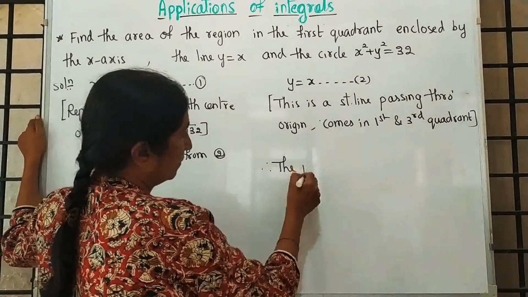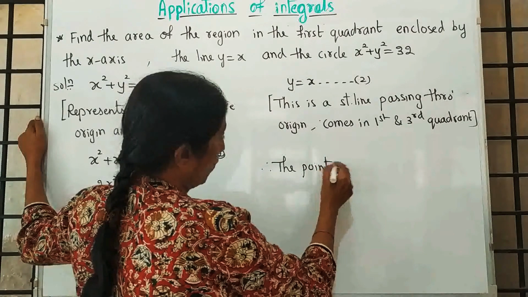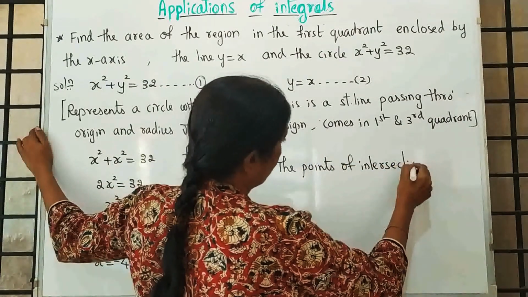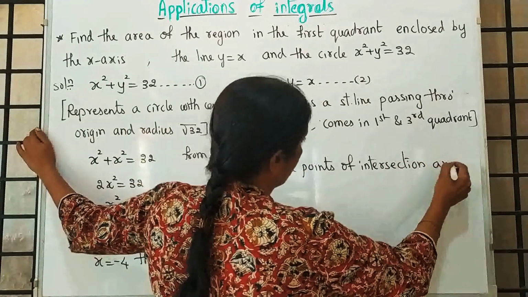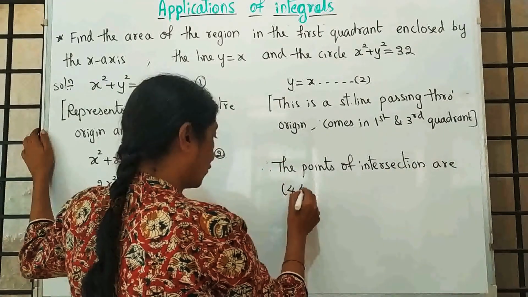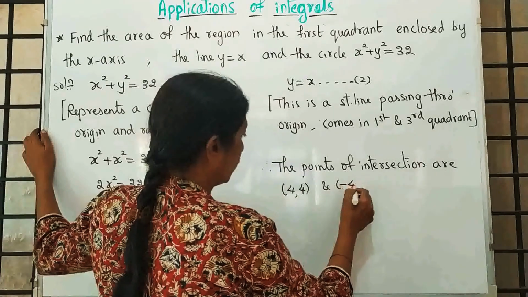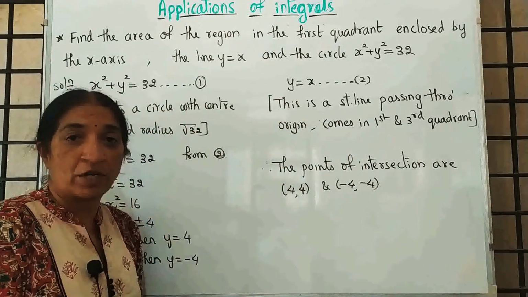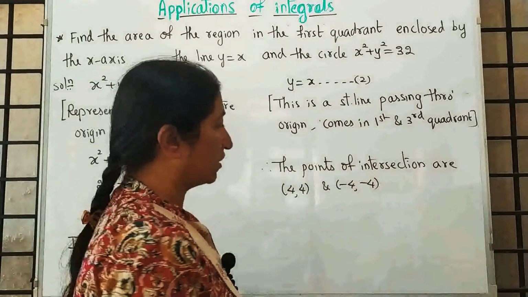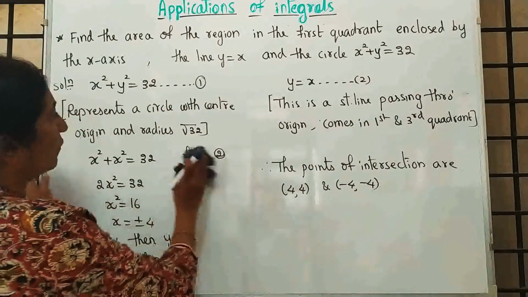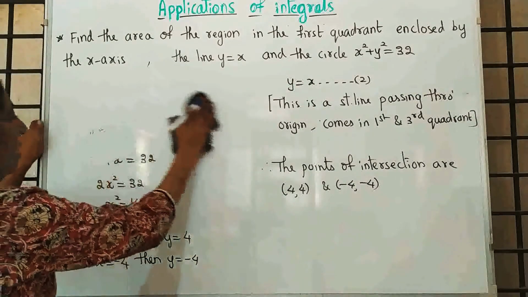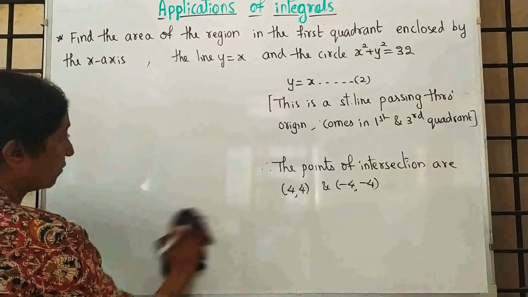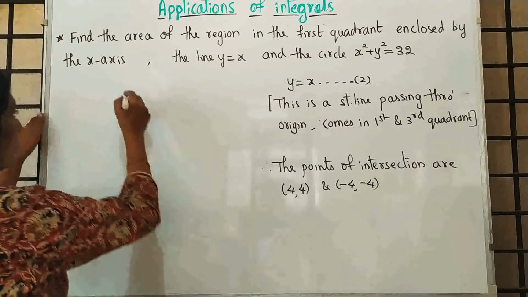Therefore, the points of intersection are 4, 4 in the first quadrant and minus 4, minus 4. Already, without calculation, only with basic knowledge, I told you it comes in first and third quadrant, and you know that they are in first and third quadrant. Now I will draw the figure. X square plus y square is equal to 32.